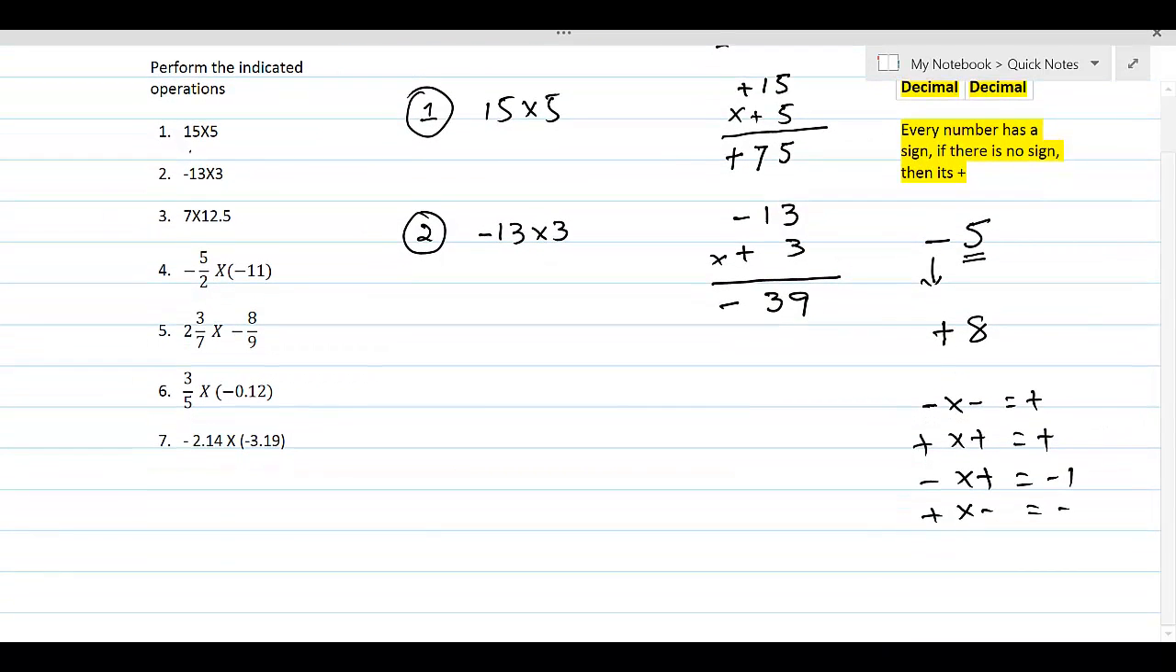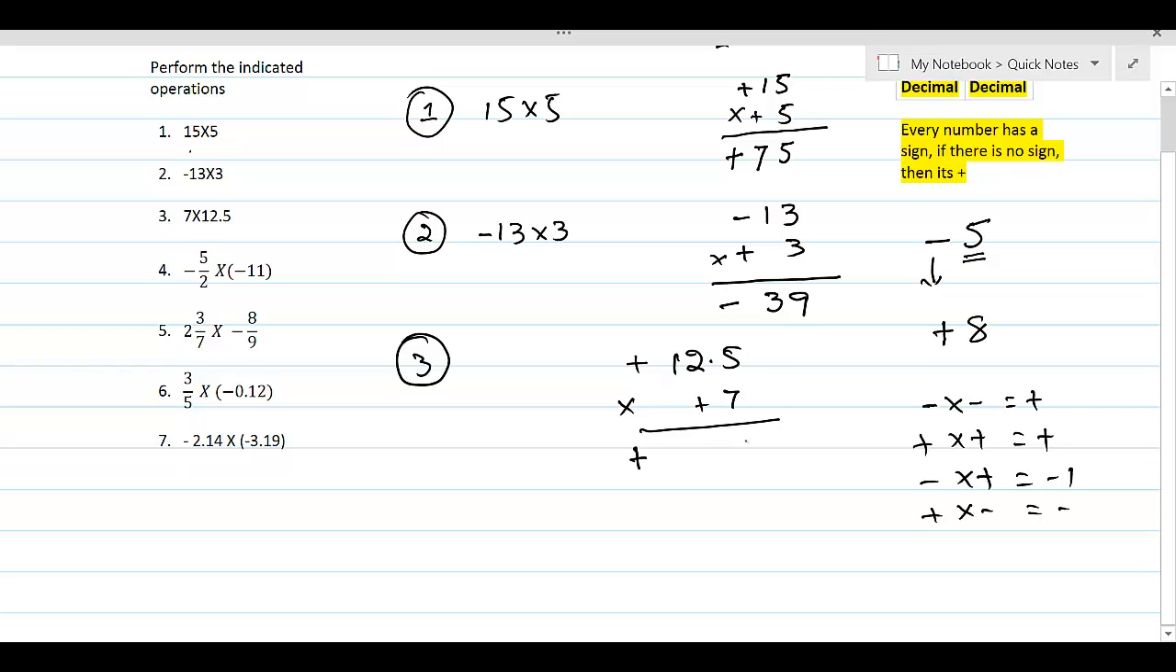And question number 3. In question number 3, now we have one that is a decimal and the other one is an integer, and the bigger number will be on the top. So 12.5 times 7. Draw the line and don't forget the signs here: positive, and this is positive 7. Therefore the answer will carry the positive sign.